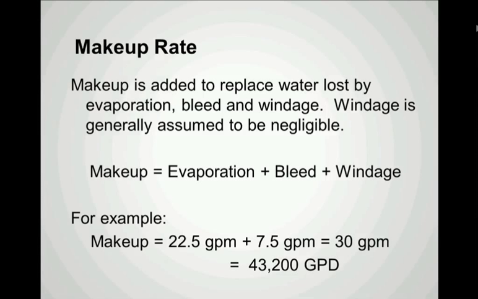So for practical purposes, we generally estimate makeup as just evaporation losses plus bleed losses. In our example, again, of the 1,000-ton tower, 22.5 gallons per minute evaporation, 7.5 gallons per minute of bleed, 30 gallons per minute total, or 43,200 gallons per day of makeup required at 4 cycles of concentration.